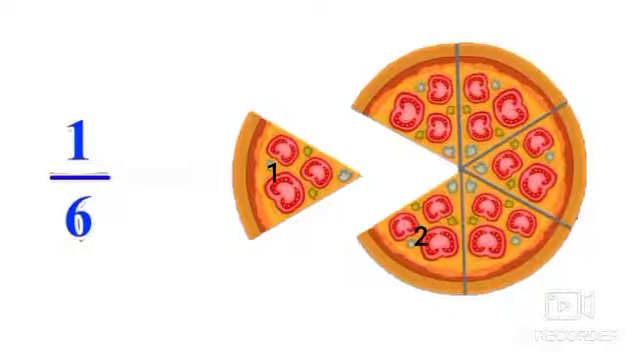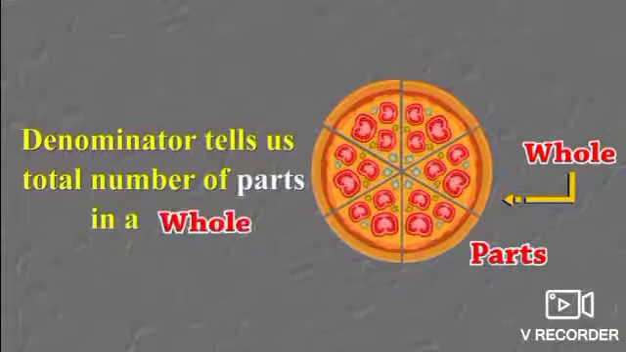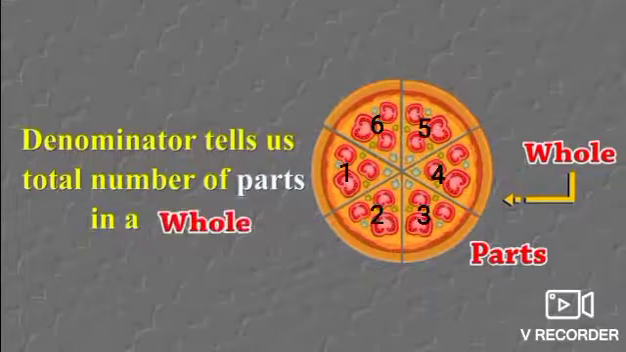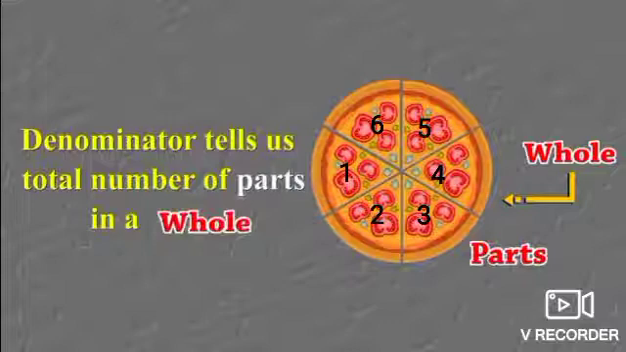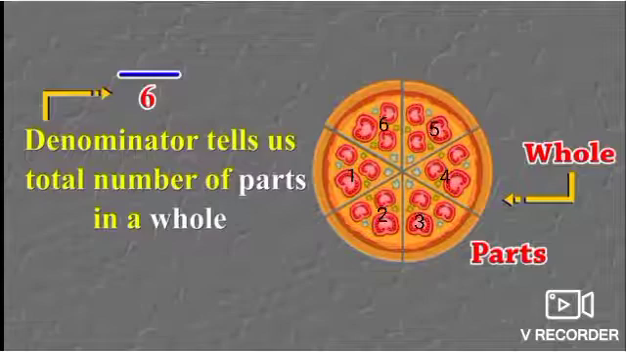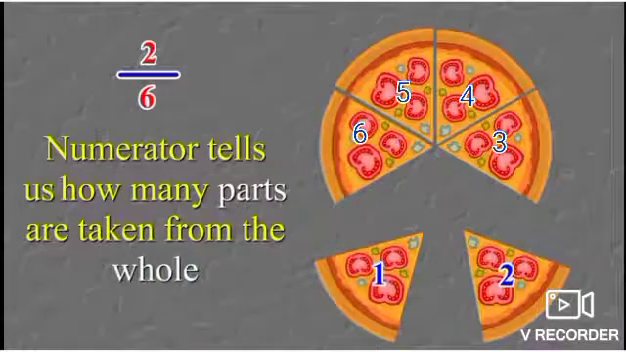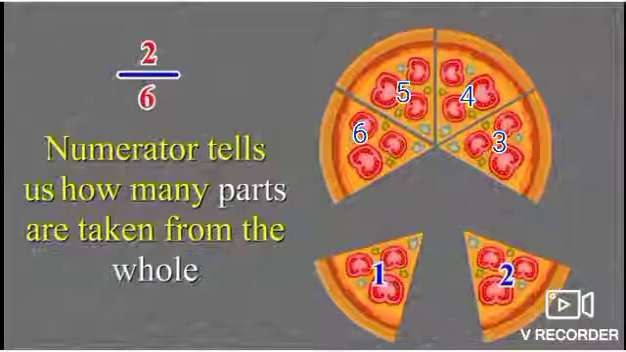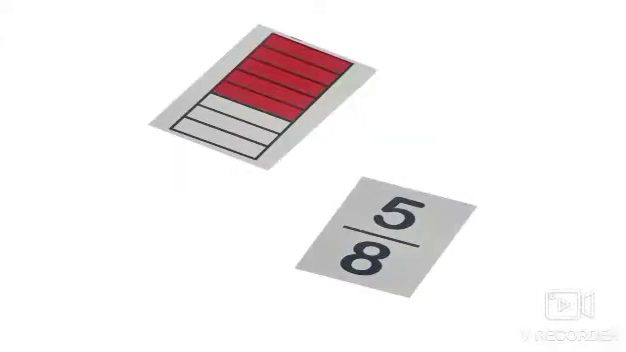So let's take the example of pizza. There is one whole pizza that is cut into 6 equal parts, and when we are going to talk about the 1, so the fraction will be 1 upon 6. So this pizza is whole cut into 6 equal parts. So denominator tells us the total number of parts in a whole. So that you are going to write at the bottom. Similarly, if you are going to take 2 pieces, so you have to write 2 upon 6. I hope this definition is clear to everyone.